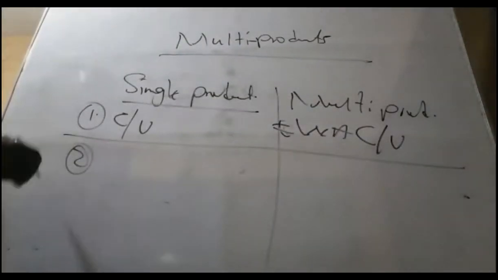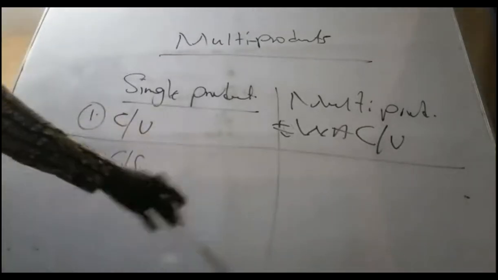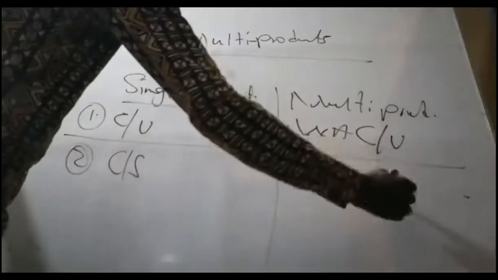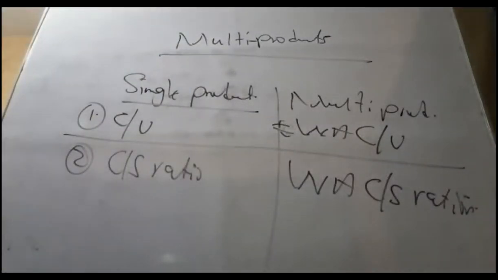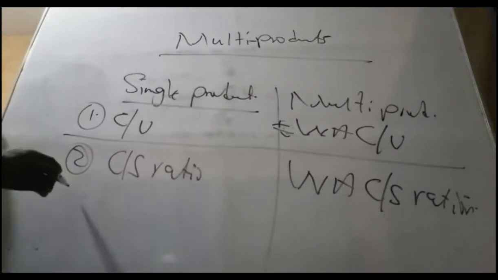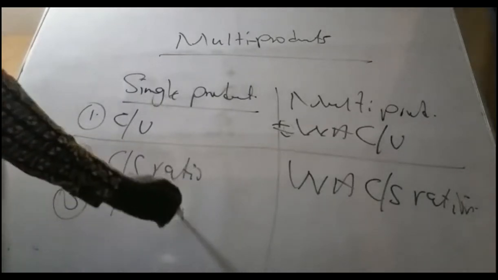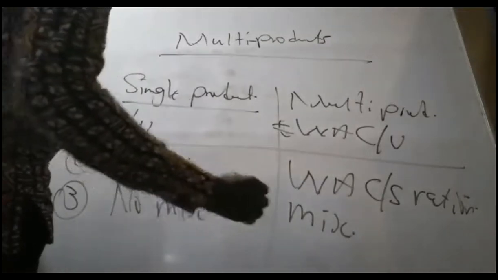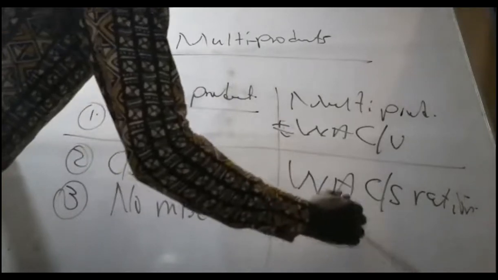The next term that you also hear is the CS ratio. We also call it weighted average CS ratio. Good. So these are some terms that you have to take note of. Then number three, we hear something here, no mix. We have what you call mix. That's a sales mix.